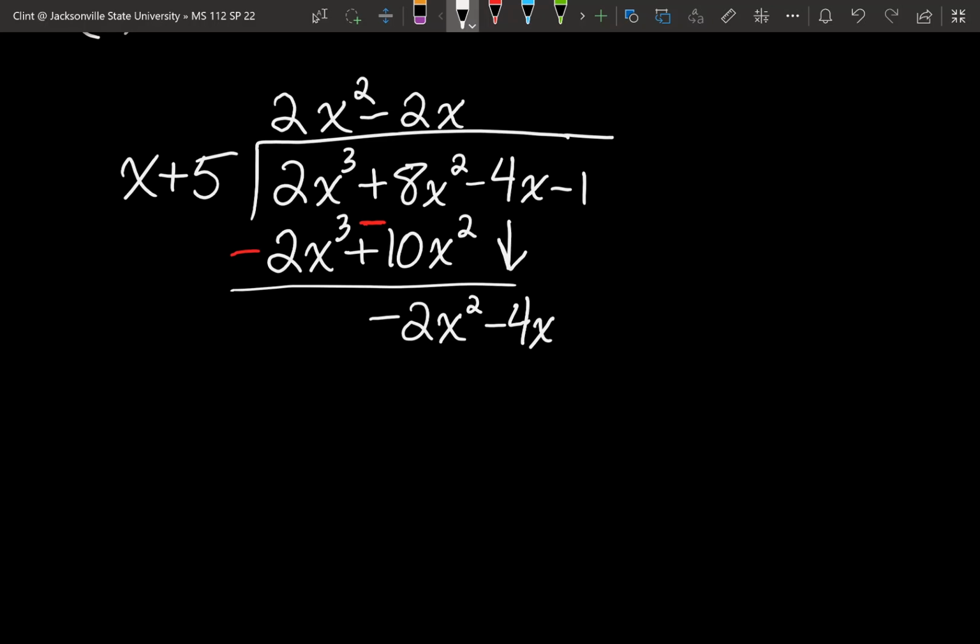And then I want to multiply my divisor by negative 2x. Negative 2x times x, negative 2x squared. Negative 2x times 5, negative 10x. Change the signs. So plus and plus. So then negative 2x squared plus 2x squared is 0. It goes away. Negative 4x plus 10x is 6x.